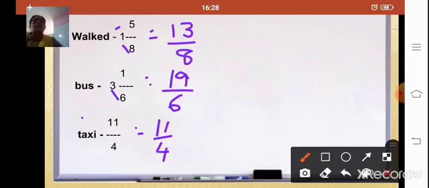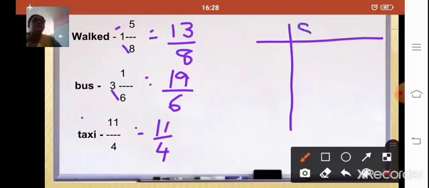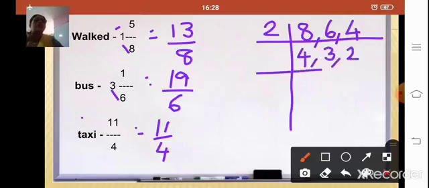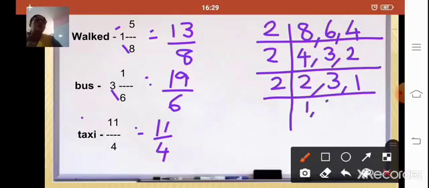Now what is your second step? Your second step is to take the LCM of 8, 6 and 4, to make all the fractions like fractions so that we can add them together. So it is divisible by 2. 2 4s are 8, 2 3s are 6, 2 2s are 4. Again 2, 2 2s are 4, 3 will remain as it is, 2 1s are 2. Again 2, 2 1s are 2, 3 will remain as it is, 1 and then 3.